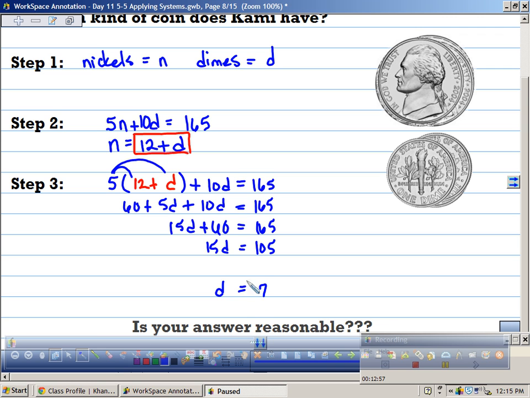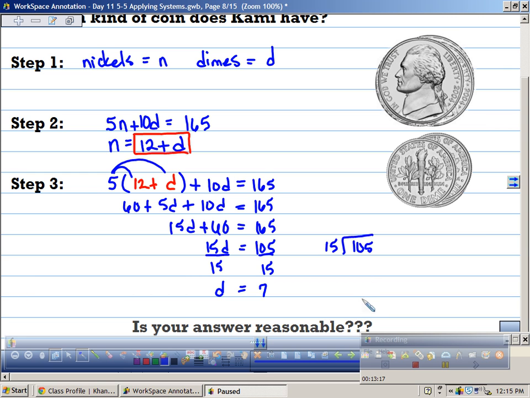105. 105 divided by 15. Right? We could have done that as well. Okay. So there's 7 dimes.